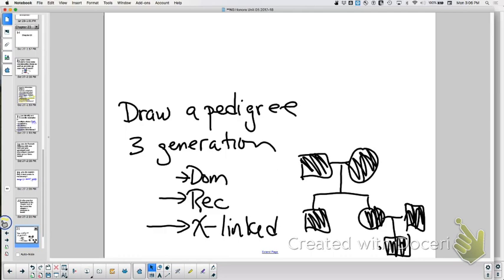Okay, I saw a hand. Yes. So for just solving X-linked, do we just assume that it's always recessive? Yes, I've told you that. What I'm saying is I will not give you any sex-linked trait that's not a recessive one. It's too hard to tell with dominant sex-linked. There are dominant sex-linked traits. I just won't give you any of them.